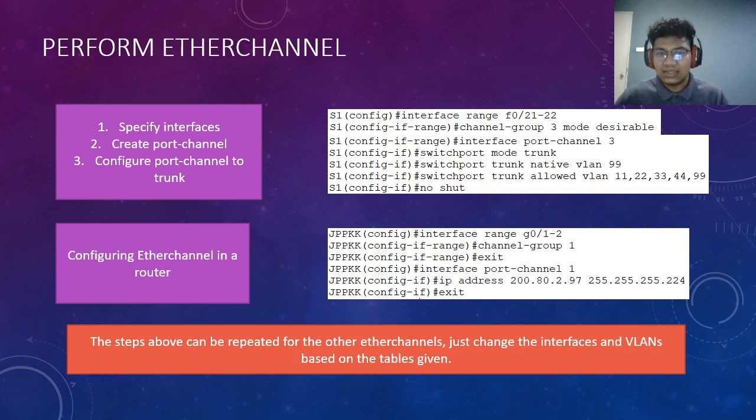As I said, with interface range, first you set the range, and then you create the port channel. For a router, you don't need to set a mode, as the modes are mainly configured in the switch. For interface port channel 1, you need to set the IP in a router. This is how you set an IP address in a port channel for a router.